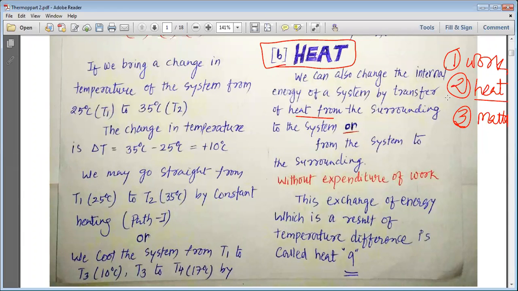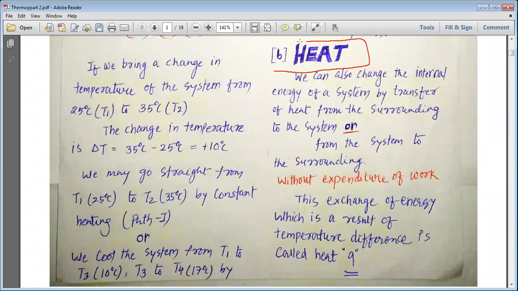Now we are going to study how to change the internal energy of the system by changing the heat. We can change the internal energy of the system by transfer of heat from the surroundings to the system, or from the system to the surroundings, without expenditure of work. Remember, we can do it without doing any work.